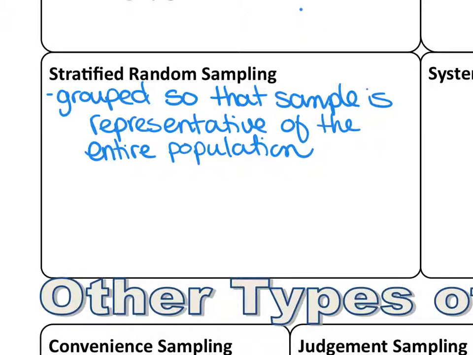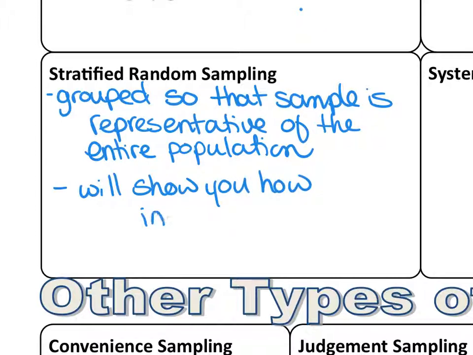And I'm going to show you how to do this in the example, because it takes a little bit of calculations to figure it out. So we'll do that later in the note.